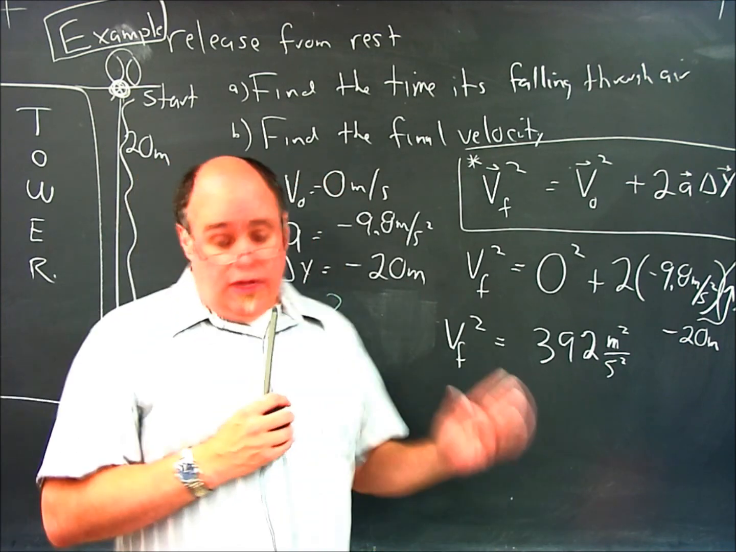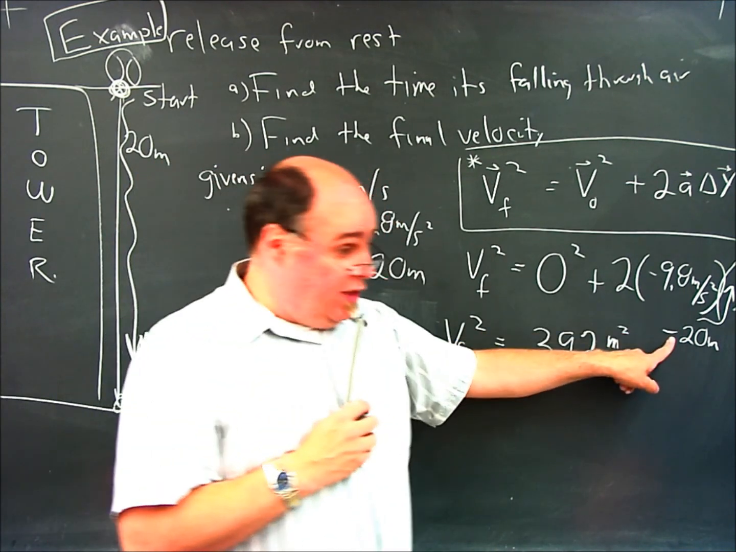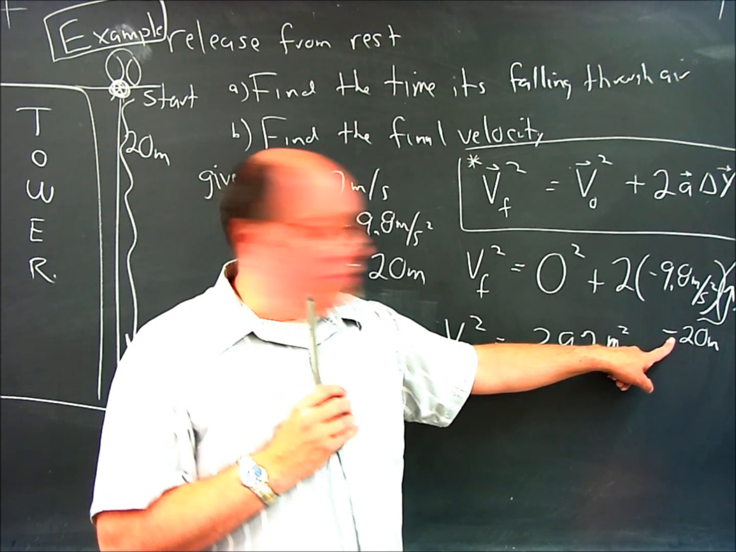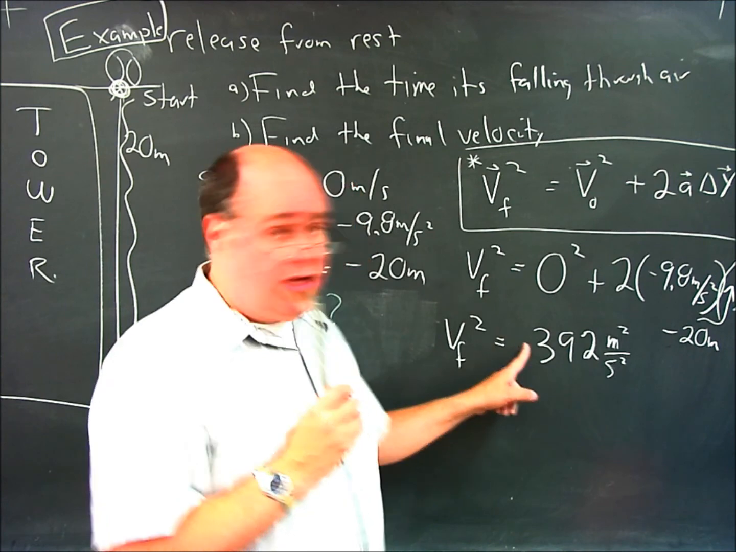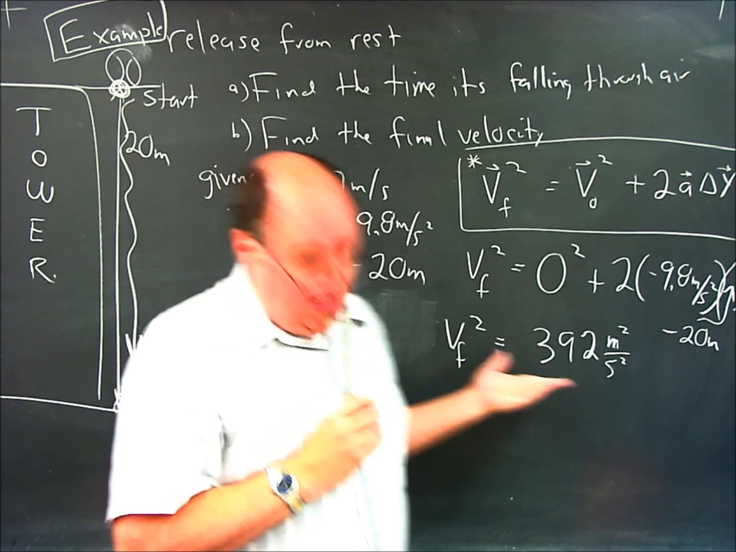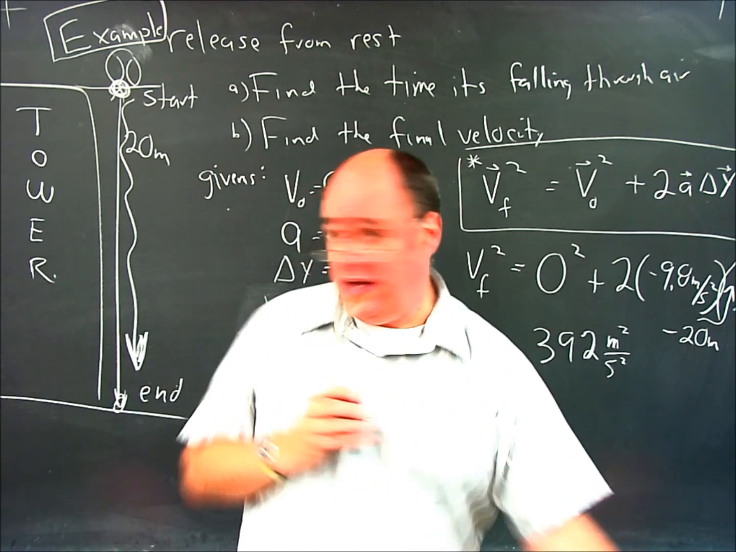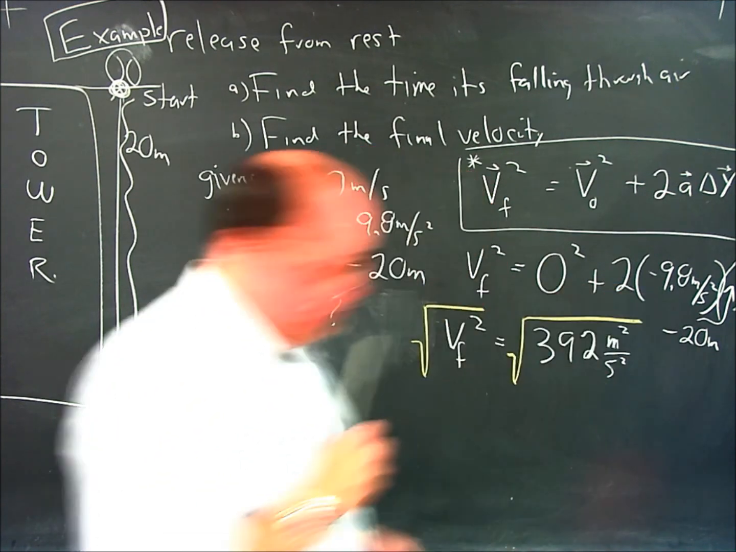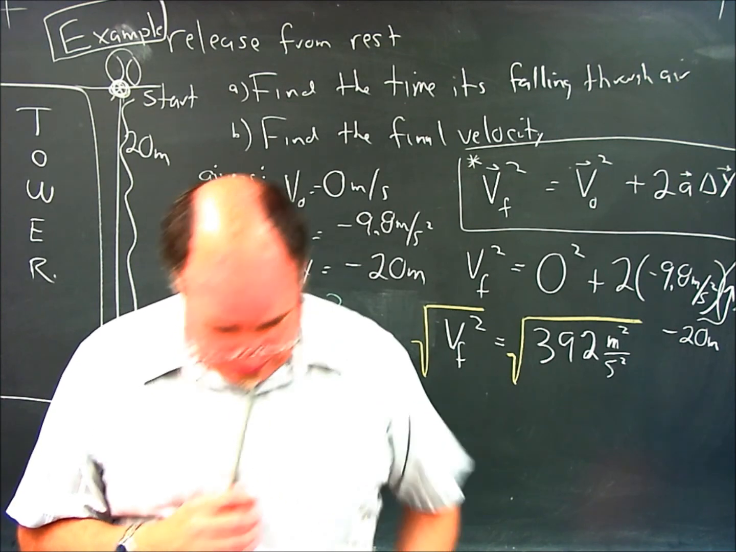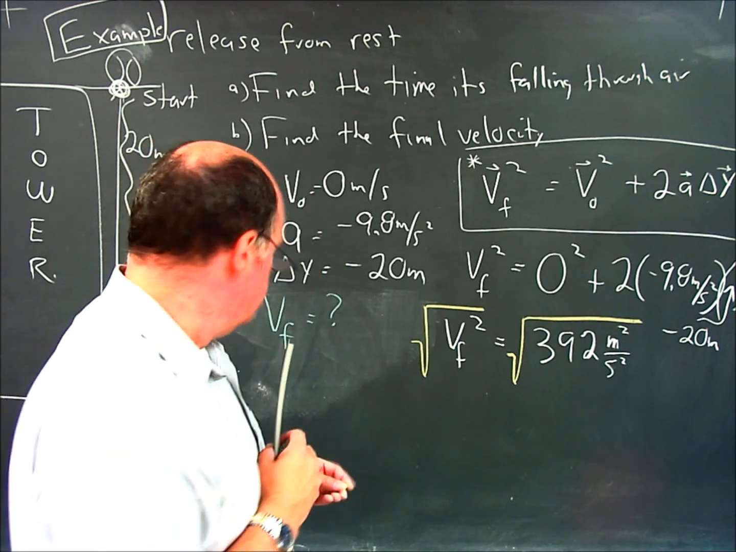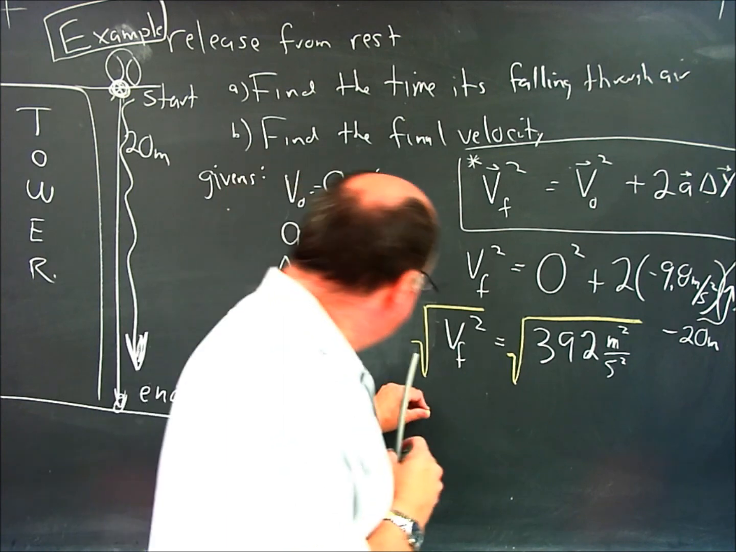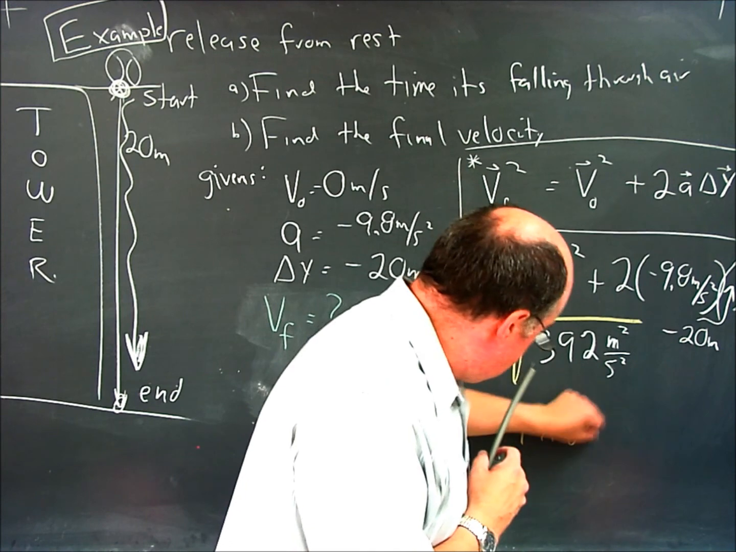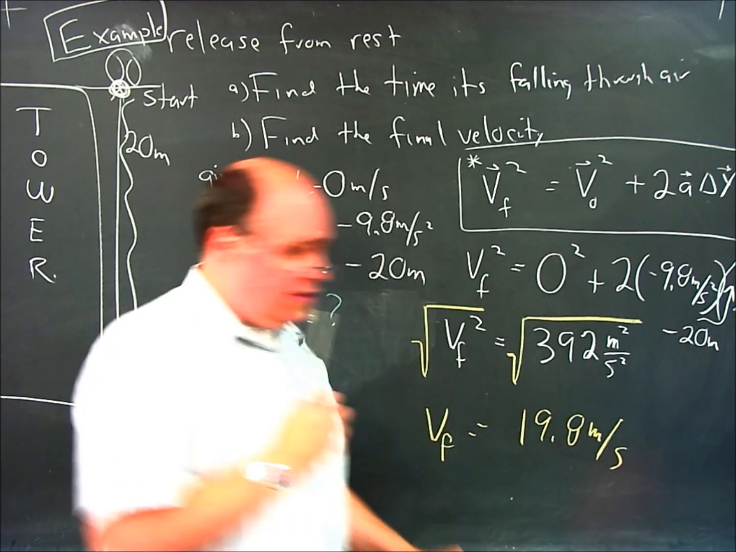So, if you didn't put this height, that delta y, as a negative number, if it were a positive number, then you would be trying to take a square root of a negative value, and that's impossible. We can't take a square root of a negative number. So if I square root both sides, what comes out is v final equals 19.8 meters per second. That's what's on my calculator screen.